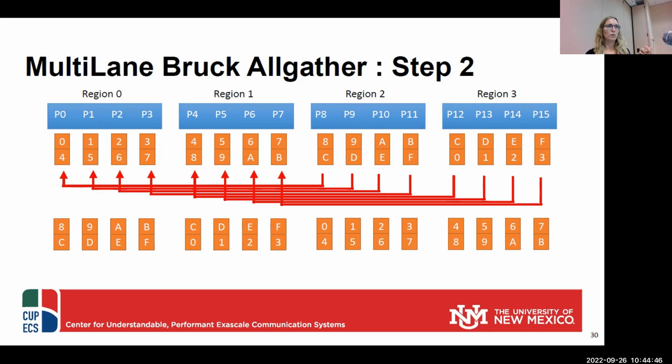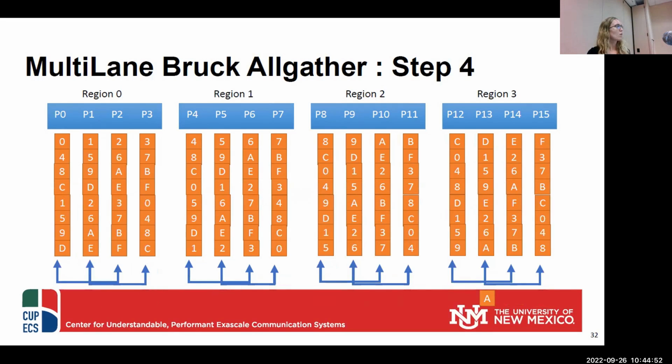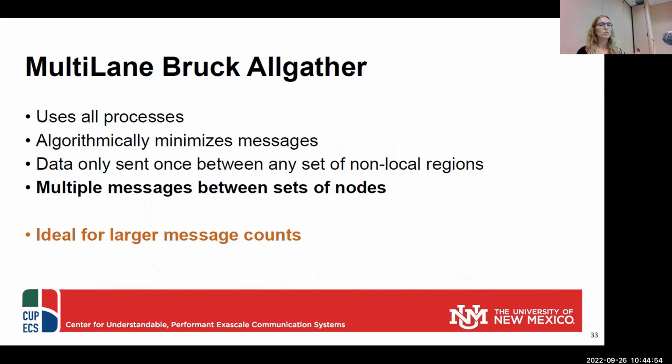So then you just have to do your on-region allgather. And so that would be the first step, and then the second step. So the multi-lane approaches do use all processes per region. They still are algorithmically minimal in the number of messages, and the data is only sent once between any set of regions. However, you do have multiple messages between sets of nodes. And we want to minimize the number of messages per node or per region for the Bruck algorithm, because this is for small data sizes and we care about the message count. However, this multi-lane algorithm is really ideal for those larger message counts. So when you might be using something like the ring Allgather.